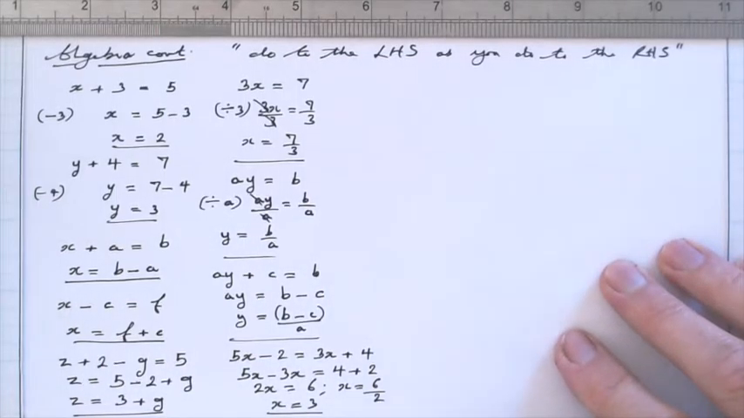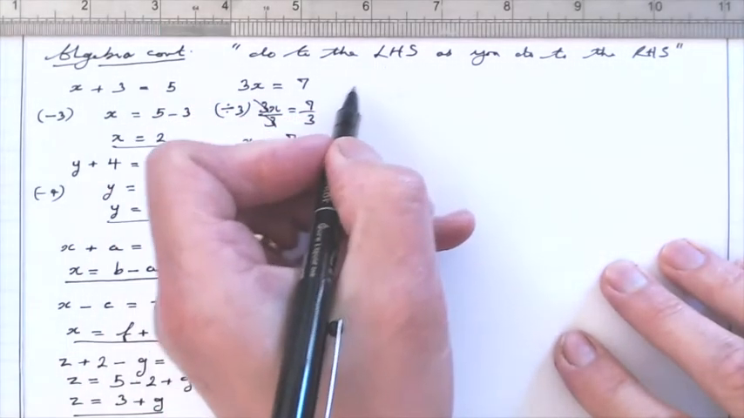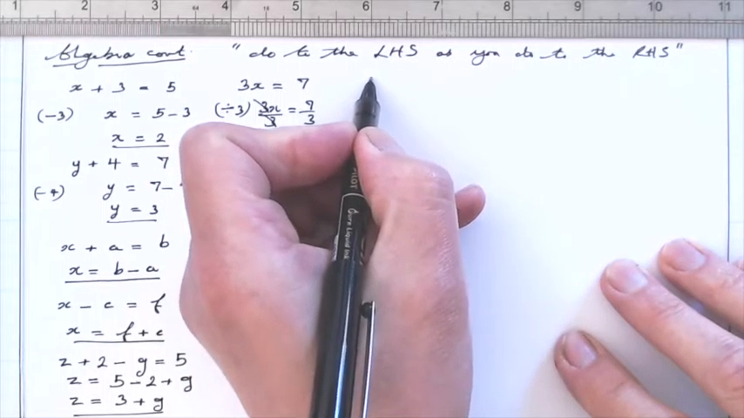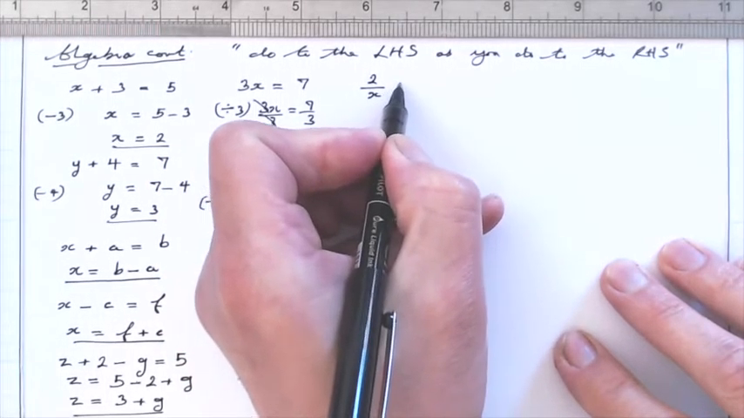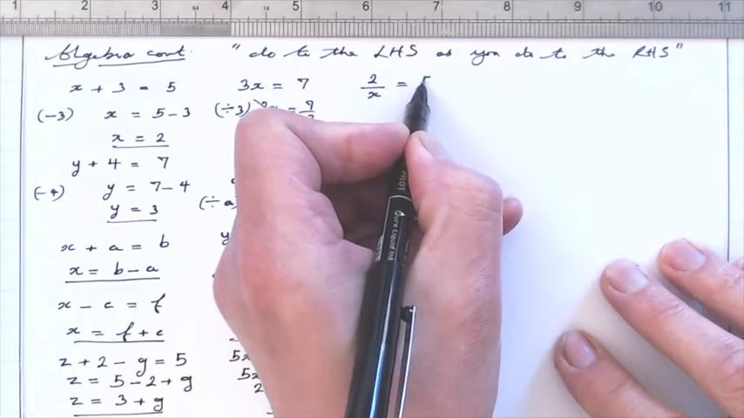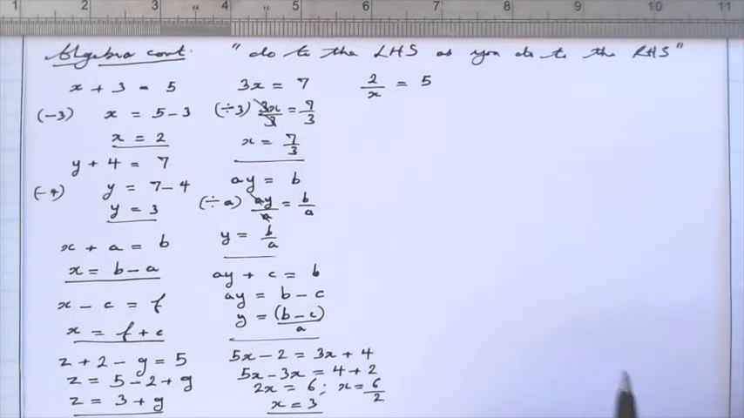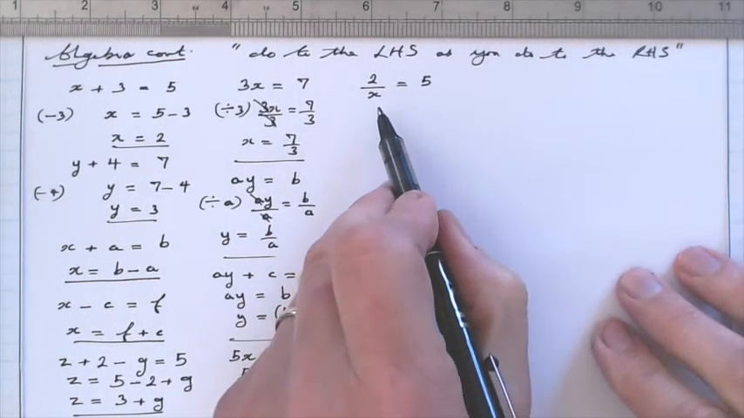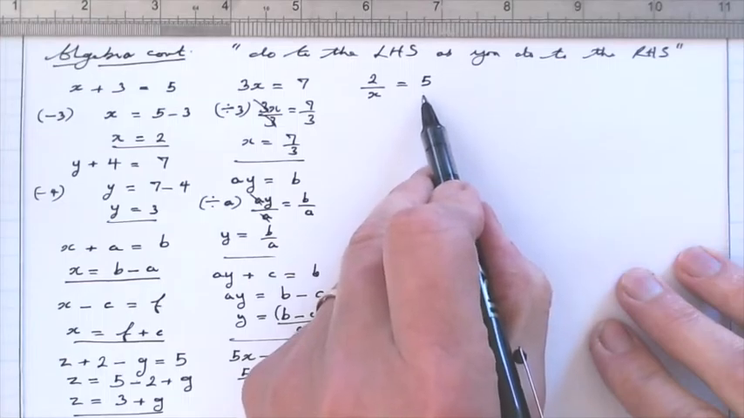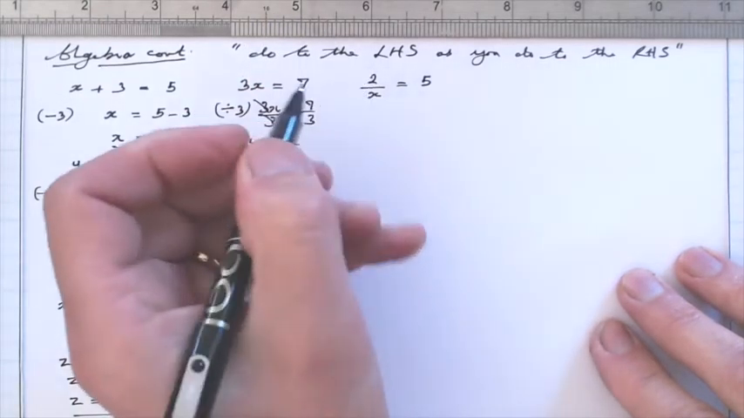Let's do another example. Let's imagine now that we have 2 over x is equal to 5, and I want to know what x is. This looks a bit ugly, doesn't it? Because the x is kind of on the bottom. How would we go about this? Well, there's different ways that you could do this, actually. You could, if you wish, multiply both sides by x, which effectively, let's just do that explicitly.